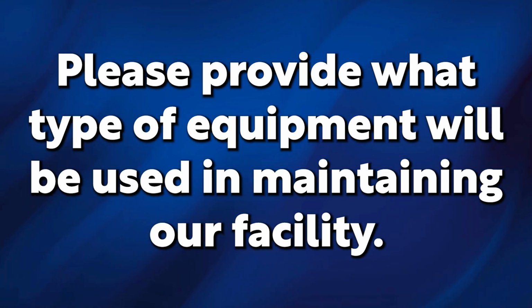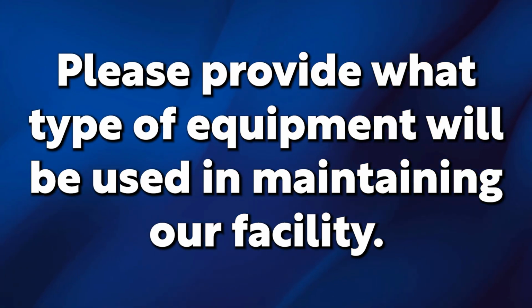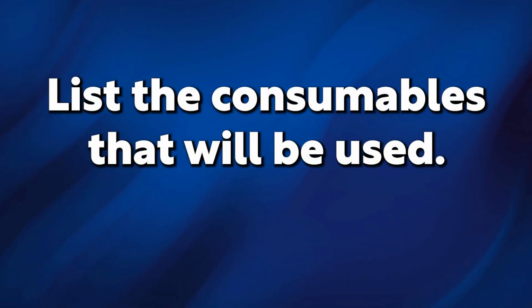So the first question they wanted to know here was equipment and supplies. Please provide what type of equipment will be used in maintaining our facility. Now this is different than the chemicals list because this is equipment specifically. So if you just have an equipment list, you can use that. We've got a free equipment list whenever you go check out the Commercial Cleaning CEO website. You can start there. The next question is list the consumables that will be used, because in this bid, we do have to pay for the consumables.